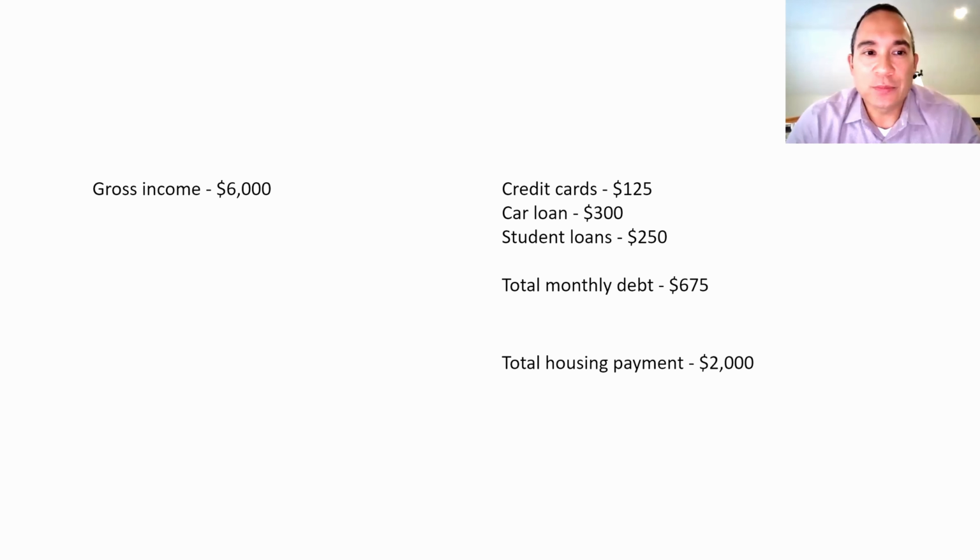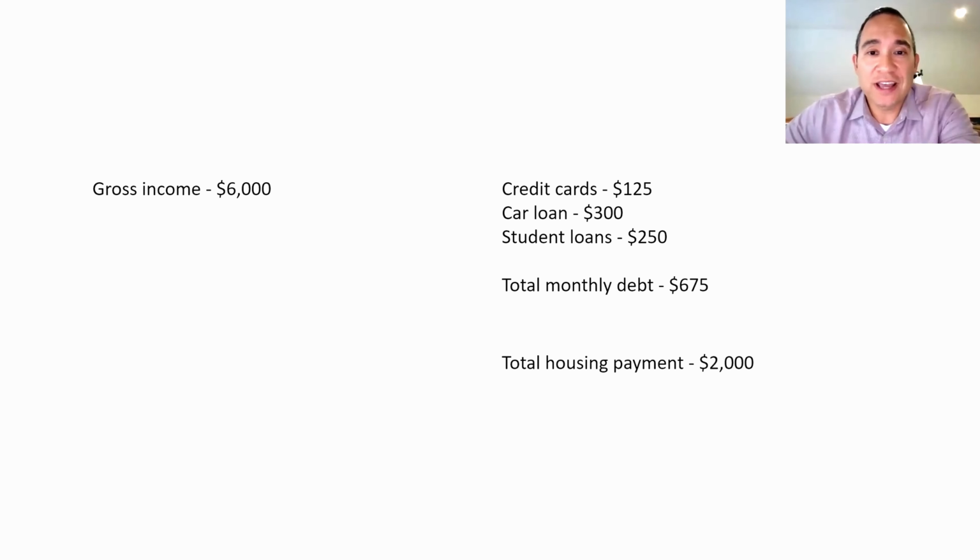So in this example, we're going to use a gross income of $6,000 monthly. Now, gross is before taxes, before any sort of withdrawals that would come out of your paycheck. And in this example, we're going to say that the borrower has credit cards with a total monthly payment of $125, a car loan that is $300 a month, and student loan debt that's $250. We add up those three items and it brings us to a total monthly debt of $675.